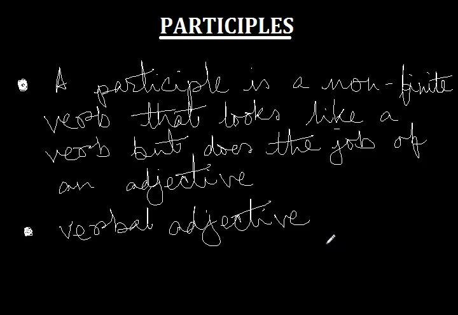Now, as we have already learned in our previous lessons, a participle is a non-finite verb that looks like a verb but does the job of an adjective. A participle is actually a verbal adjective.